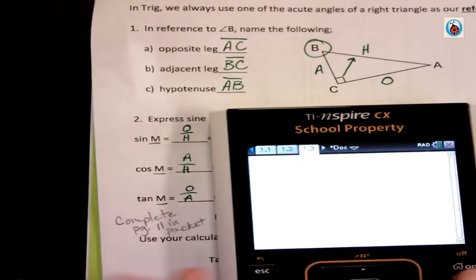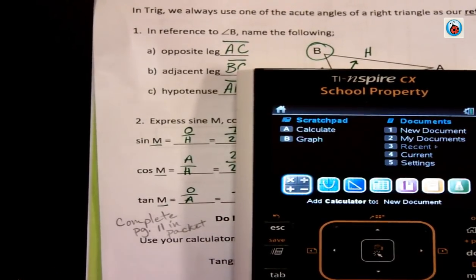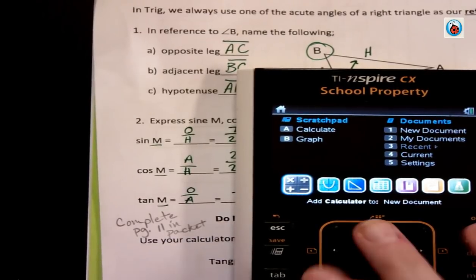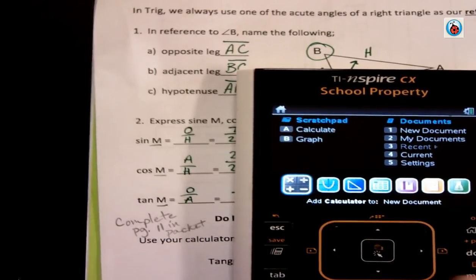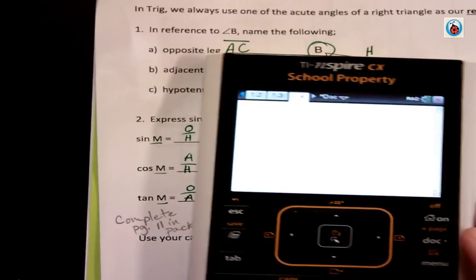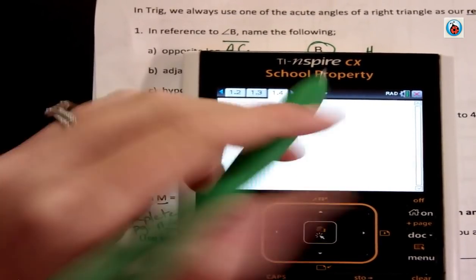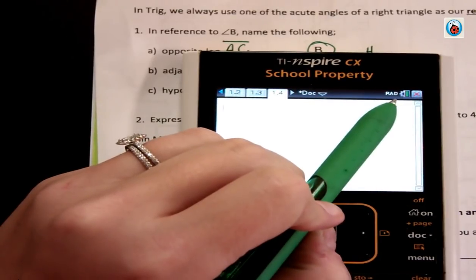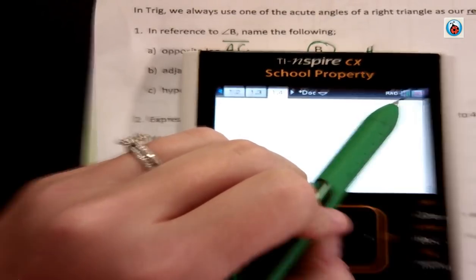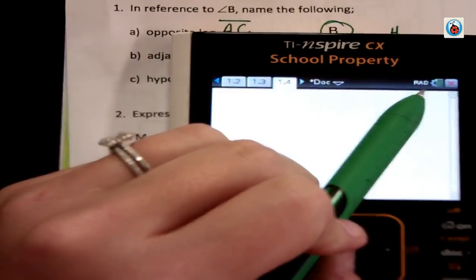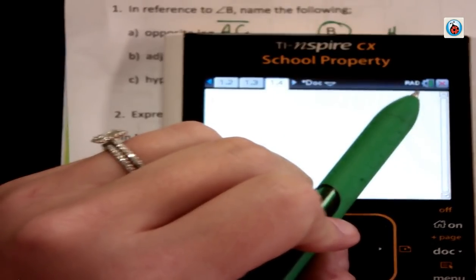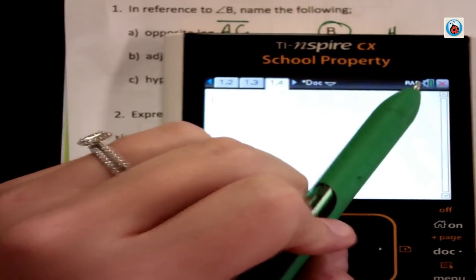So now, if you have a calculator, I'm going to just start at the front screen, and I'm going to go into opening a document. Now, we have a problem. Trig only works when that says DEG. It says RAD right now, so we have to change that. And so here is how you change that, and I'll show you.